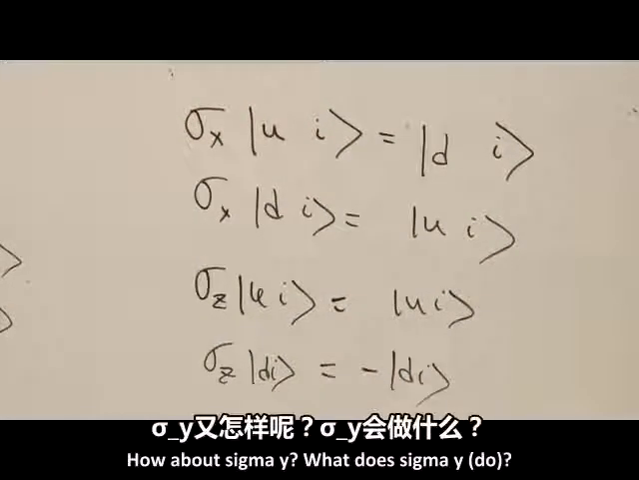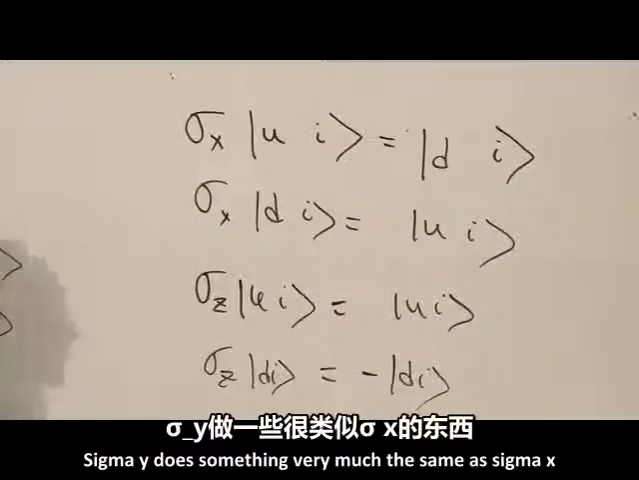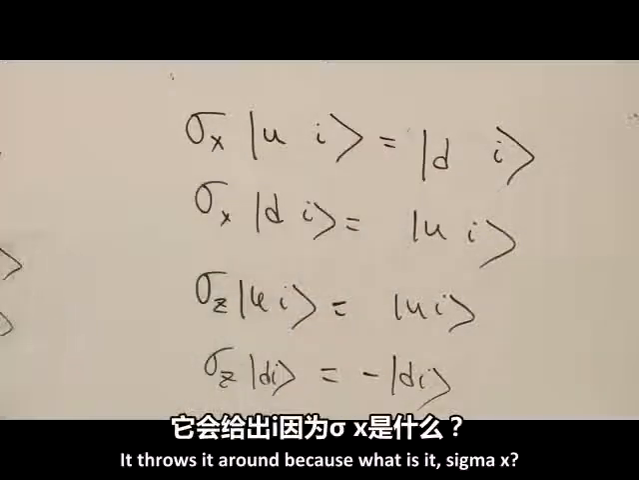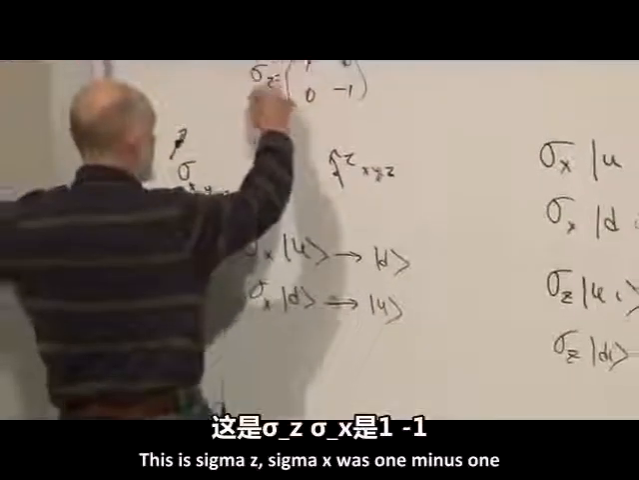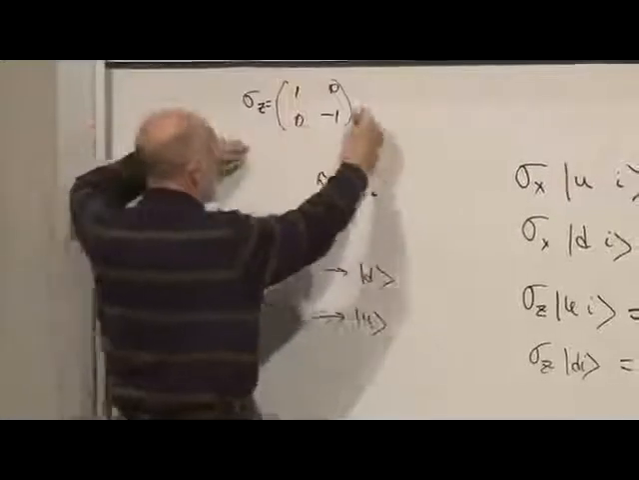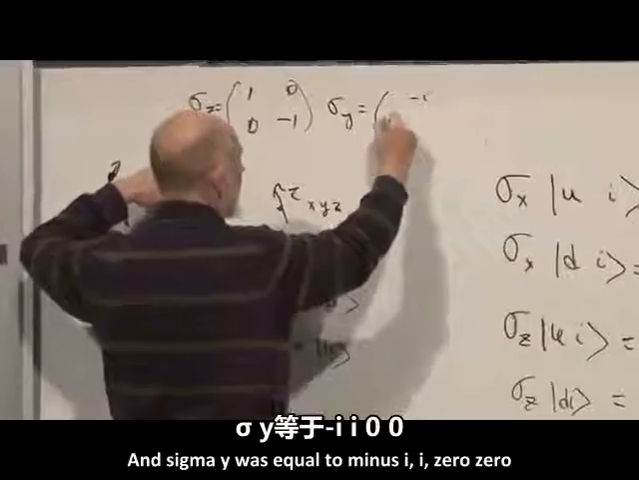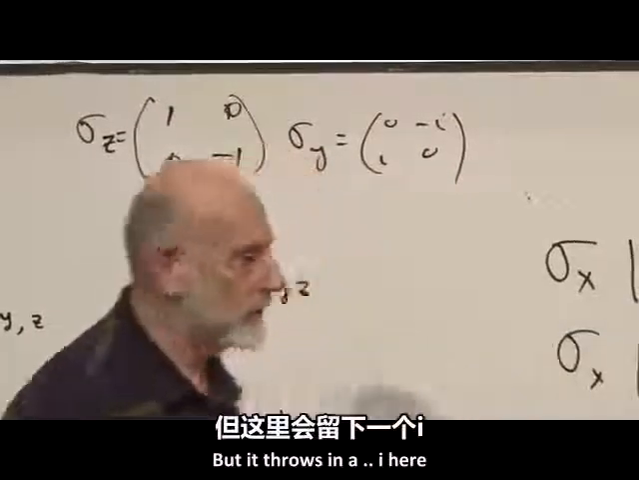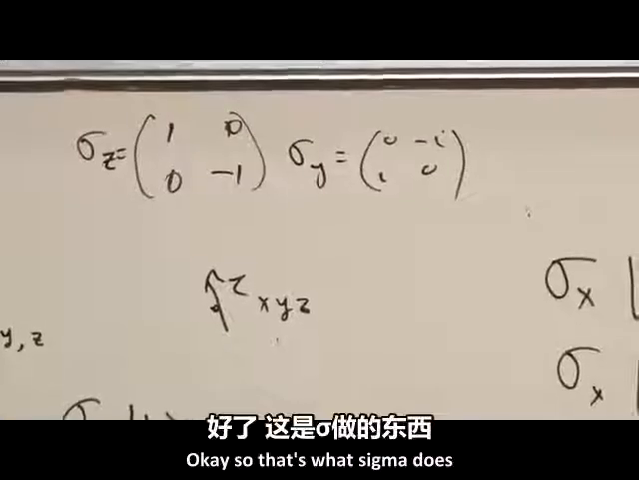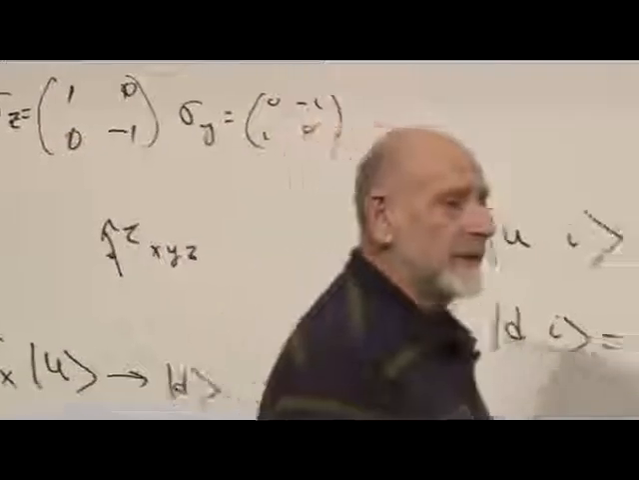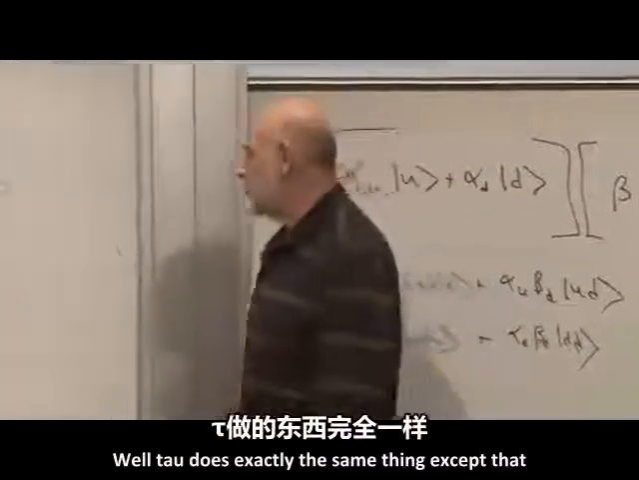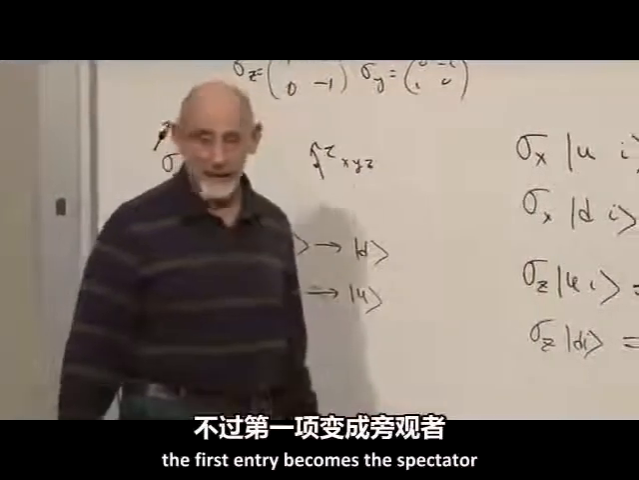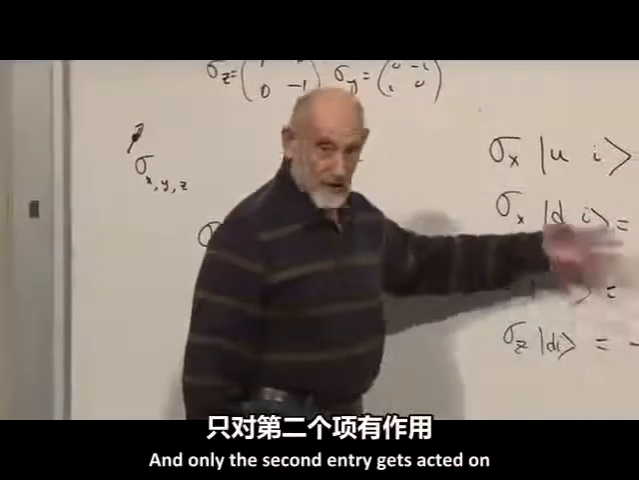How about sigma y? Well, sigma y does something very much the same as sigma x, except it throws in an I, not this I, but the numerical complex number I. Sigma x was 0, 1, 1, 0, and sigma y was equal to 0, minus I, I, 0. Sigma y also flips up to down and down to up, but it throws in a gratuitous I here and there. Okay, so that's what sigma does. Now how about tau? Well, tau does exactly the same thing, except that the first entry becomes the spectator, and only the second entry gets acted on.